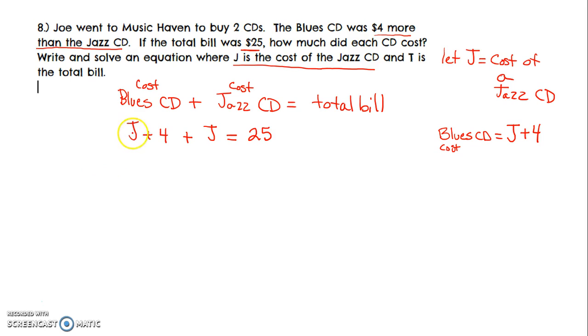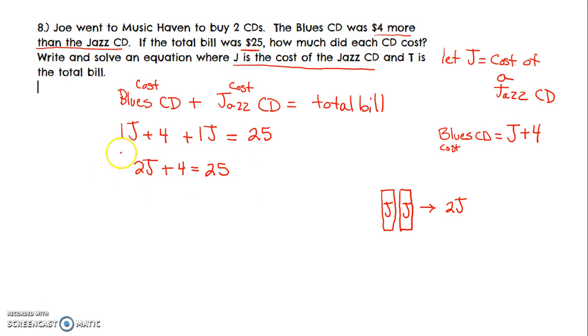All right. So now let's combine these, J plus J. You know when we're talking variables with our algebra tiles, those are beautiful rectangles. So if you have a J plus a J, that gives us 2J. And another way you can think about it, the coefficient here would be 1J. The coefficient here would be 1J. 1 plus 1 gets us to 2J. 2J plus 4 equals 25.